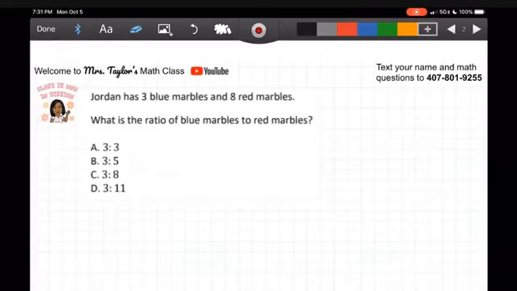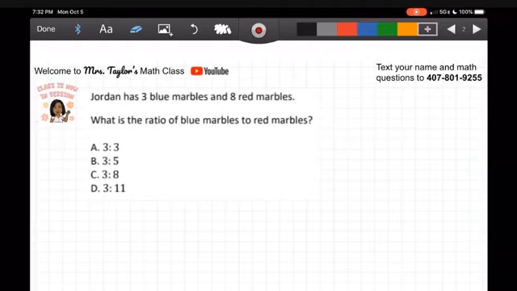But if no one texts in, tonight we're going to focus on 6th grade math and do a couple of problems that 6th graders have to do here, at least in the state of Florida. So we're going to just do some problems that they will see this coming year on the FSA for 6th graders. So let's get started.